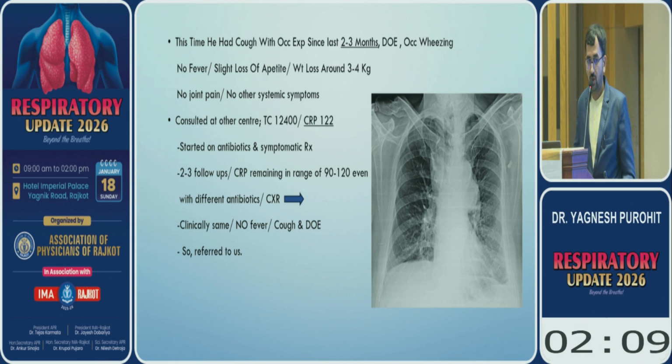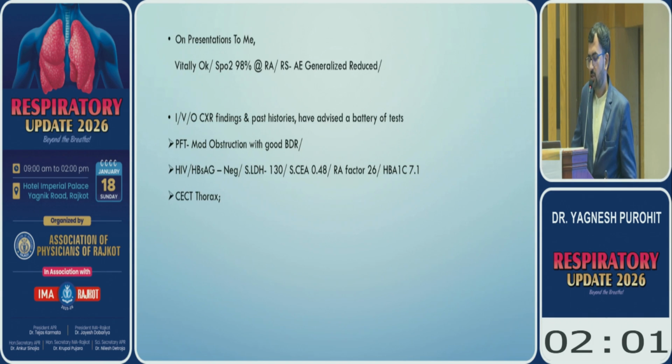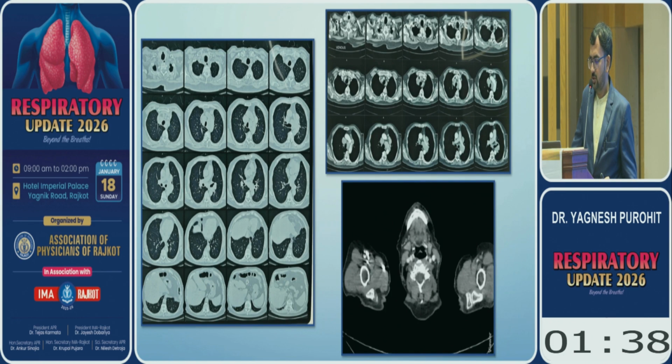His X-ray showed slight mediastinal widening. He was not improving in lab reports and clinically, so he was referred to us. On presentation to me, he was vitally okay, saturation was normal, ART was generalized, so I did a few tests. PFT showed moderate obstruction with good reversibility. LDH was 130, CE was normal, RA factor was a bit positive, HbA1c was 7.1, so it was also not much worsened, and I did a CECT thorax.